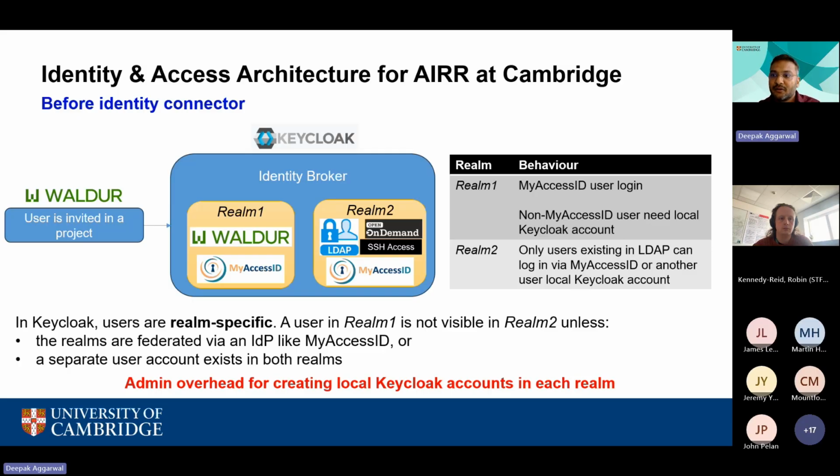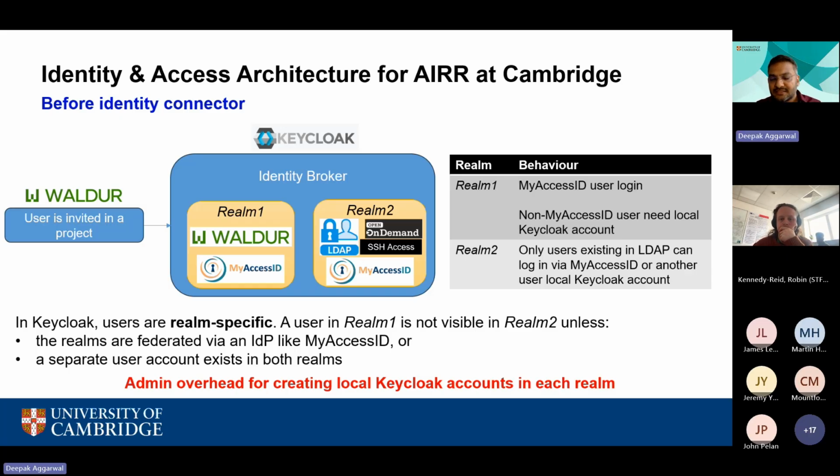Now let's look at how it plays out at Cambridge. In this slide, you can see how we were onboarding users for the AI service before the identity connectors. As I said, we have a portal which is based on Waldo. That is the service management portal for the AI service. Users have their projects created in Waldo. They get the project invitations through Waldo. And there's a concept of PI and the project members, so there are roles as well that define what the user can do.